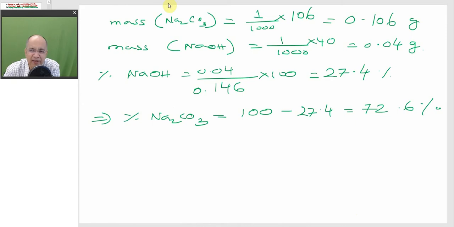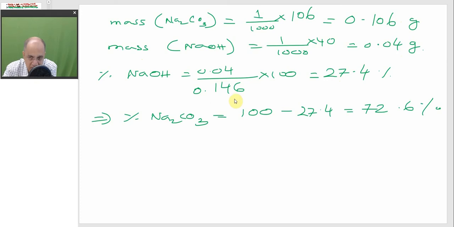Then you convert to mass. 1 millimole, just kill milli, then molar mass, not equivalent mass. We are not interested at all. Then that is this much, 0.106. And mass of sodium hydroxide is 1 millimole, kill milli, into 40 is its molecular mass, so 0.04. So the total is 0.146, the total. So the percentage of sodium hydroxide is 0.04 by the total into 100, only 27.4% mass percent is present in the mixture.